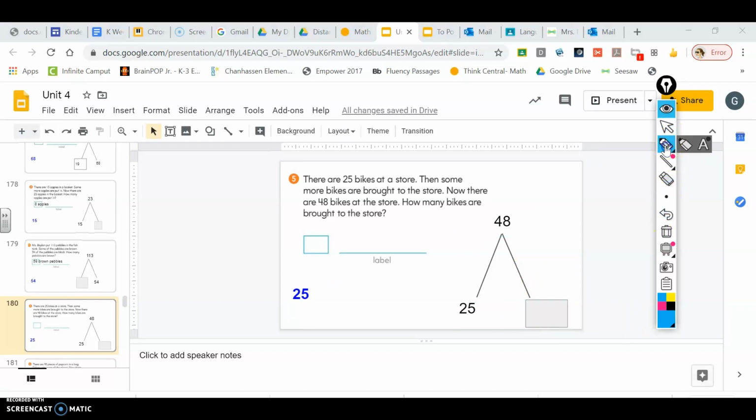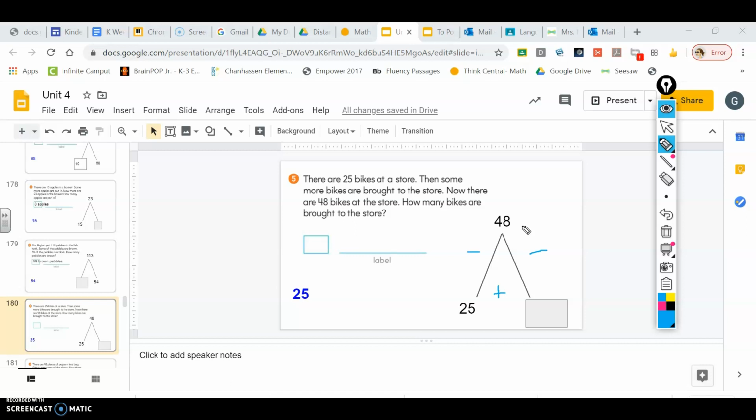That's our unknown. Remember, we can do our subtraction and our addition. We could do 48 minus 25 equals our partner, but today we're practicing that adding up method. So we're going to do 25 plus what equals our 48. Okay, so I want you to go ahead and hit pause, and I want you to solve this problem on your own. When you are done, hit play to check your work. So go ahead and hit pause.